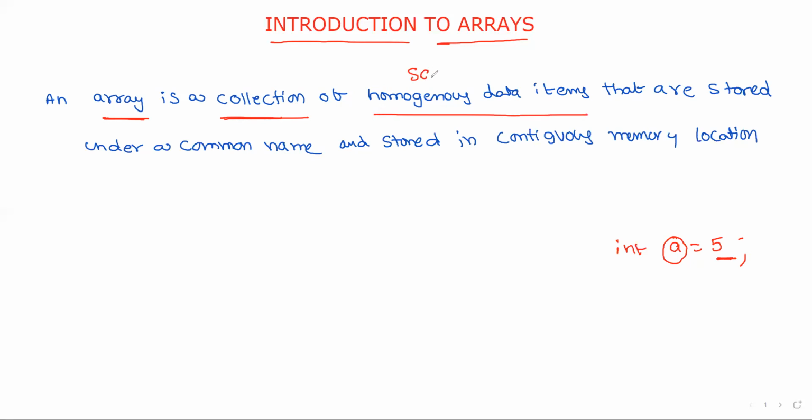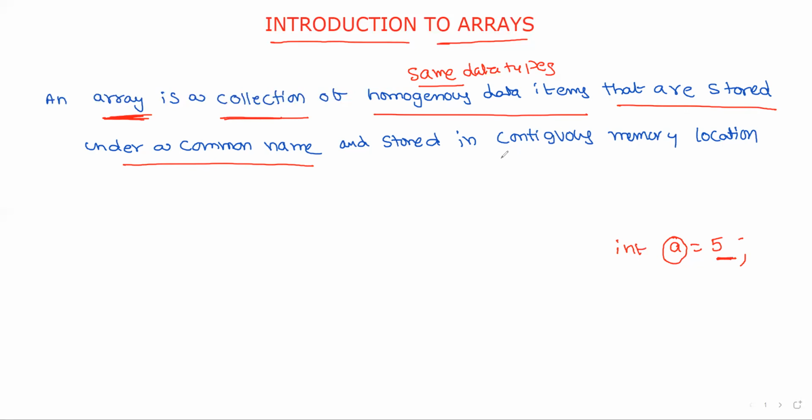What do you mean by homogeneous? Same data type. That is, all the elements that are stored in the array are of same data type. That is, all elements are integer types, or all are float types, or character types, whatever it is. All the elements are of same data type that are stored under a common name. That means the same thing, array definition. Under a common name is all elements are stored with the same name. For example, for an array, we are trying to store 5 elements. The 5 elements, the name is the same.